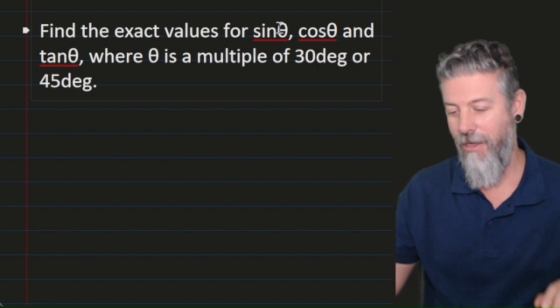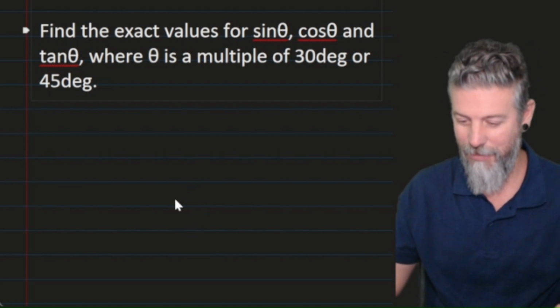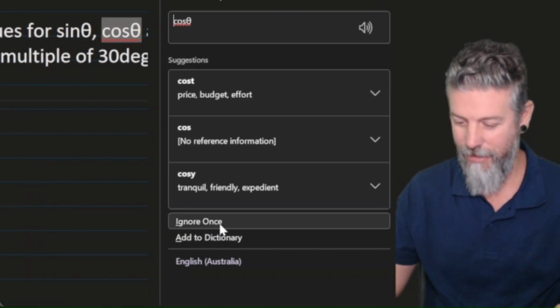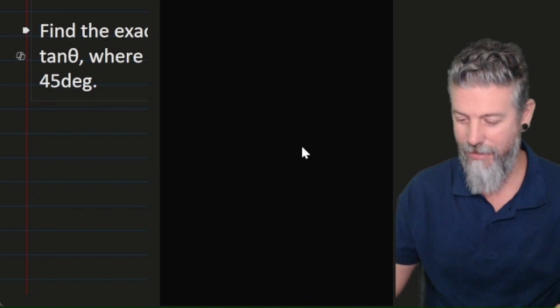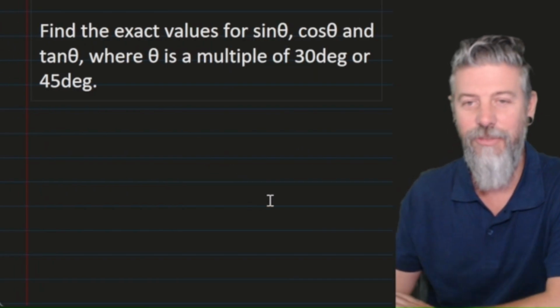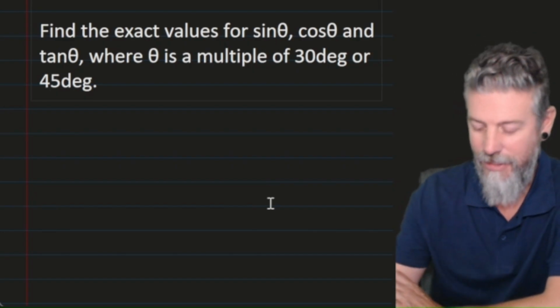Oh, my OneNote does not like the spelling of the sine, the cos, and the tan. Let's ignore that and get it looking a little less red underlines for sine theta, cos theta, and tan theta.